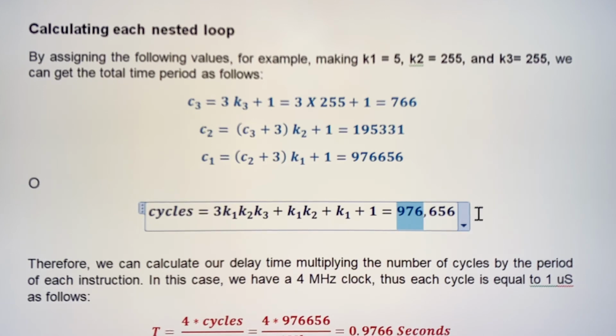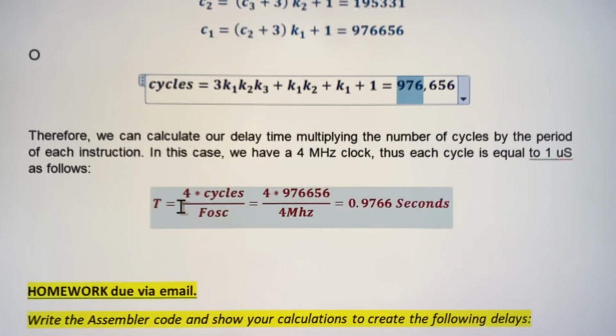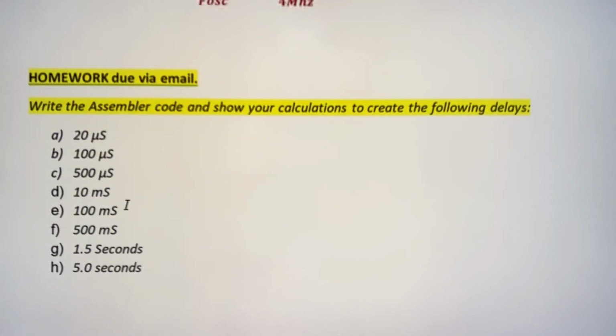So if we multiply this 976,656 cycles by 1 microsecond, we're almost approaching 1 second. So, and we have the total time, 4 cycles divided by the frequency of the oscillator. So we get 0.9766 seconds.